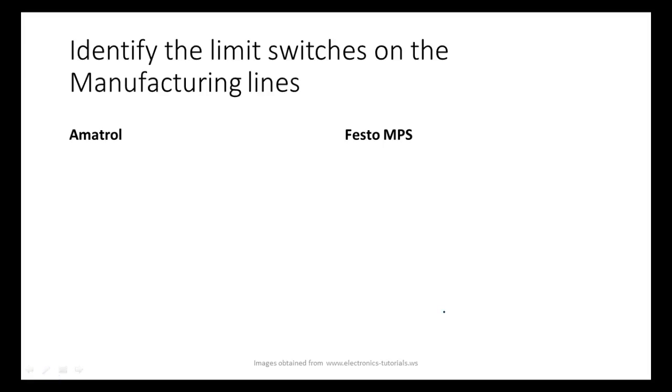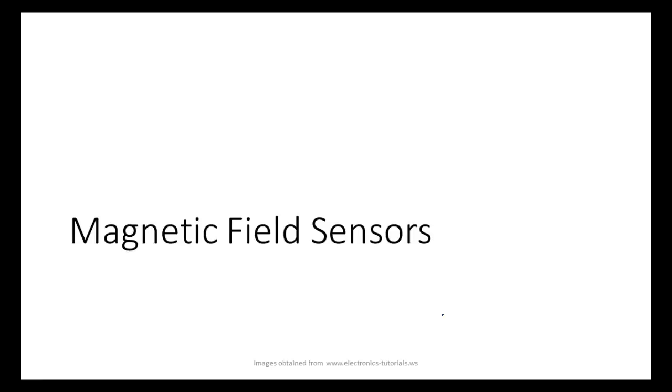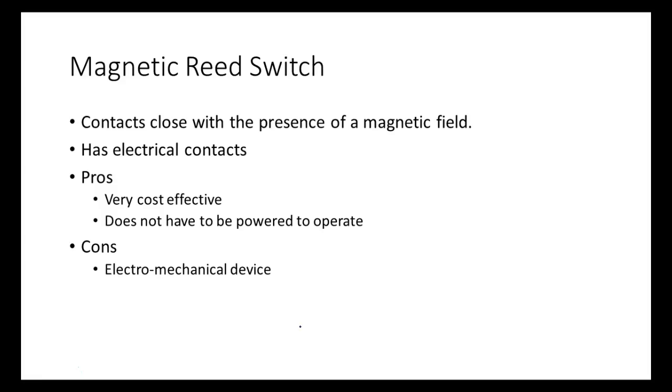True or false. How much current does your voltage source have to help you to do? So yours are non-contact sensors. There are sensors available that sense magnetic field. The first one we'll look at is what we call a magnetic reed switch.